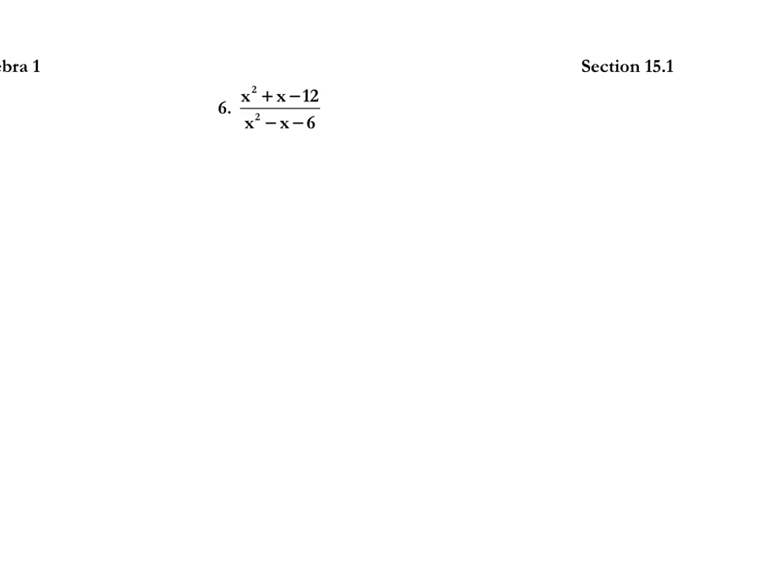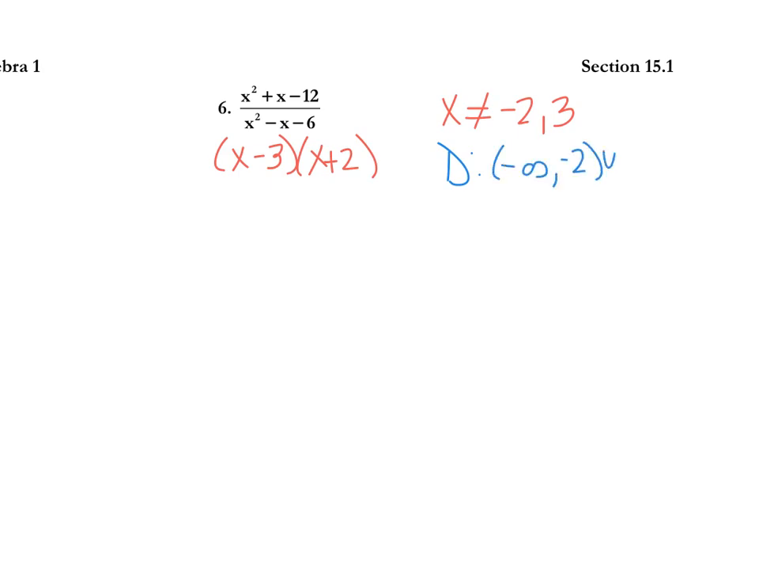So I'm going to go ahead and factor the denominator to figure out what my domain restrictions are. So x cannot equal -2 and 3. So that means my domain, going in numerical order, is the following.